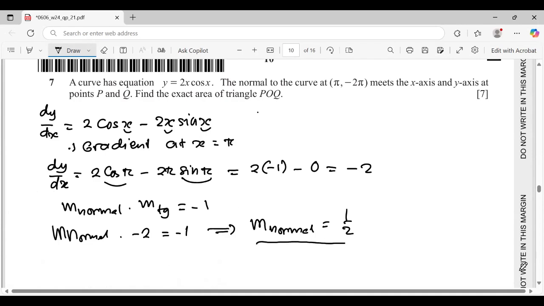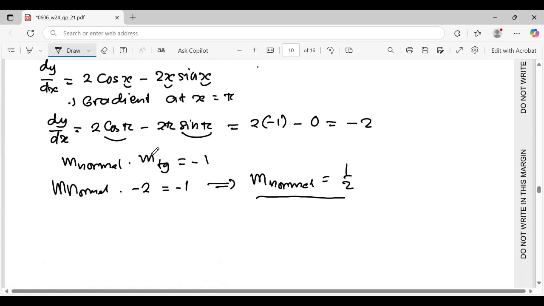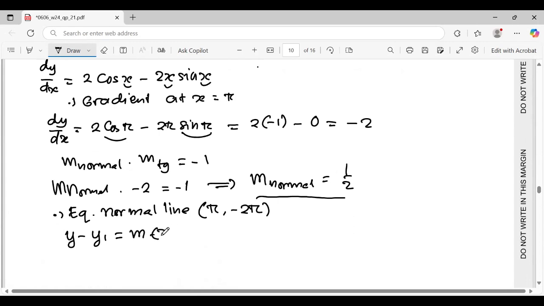And after that, we are going to find the equation of the normal line through pi, minus 2 pi based on the information and gradient 1/2. We will be using the formula y minus y1 equals m times x minus x1. This is x1, this is y1, and this is m, or the gradient.